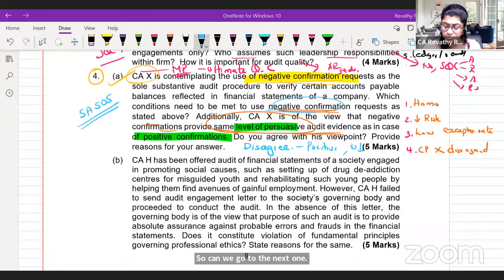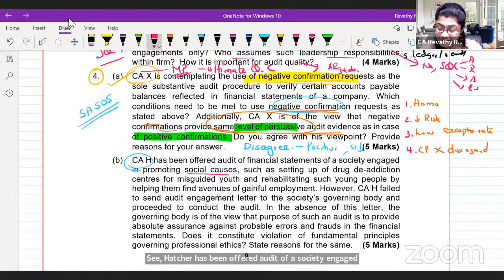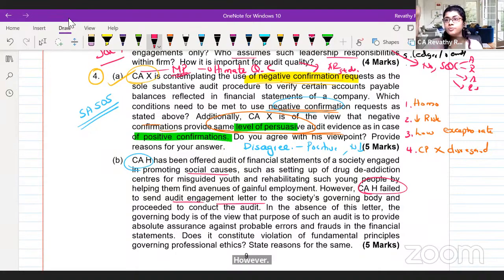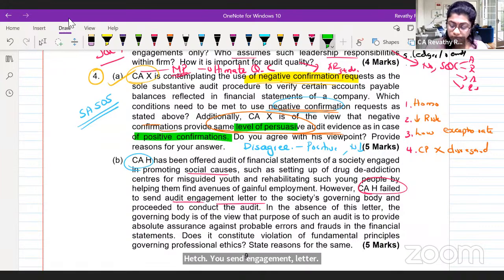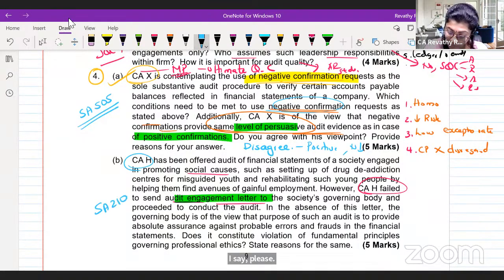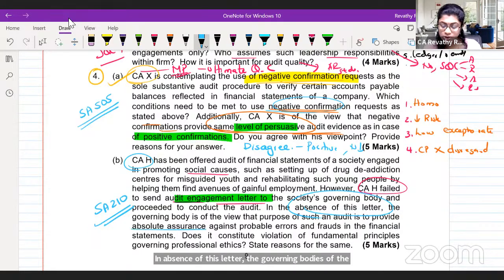Okay, read the next one. Where is the next question? 1 second. Okay. CAH has been offered audit of FS of a society engaged in social causes such as setting up drug de-addiction centers for misguided youth, rehabilitation of young people by helping them. However, H failed to send the engagement letter. In absence of this letter, the governing body is of the view that the purpose of this audit is to provide absolute assurance. Wrong. We provide only reasonable assurance. Does this constitute violation of the principles governing the professional ethics? State reasons.